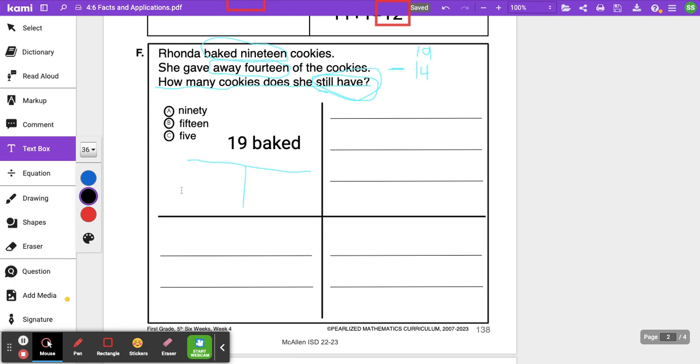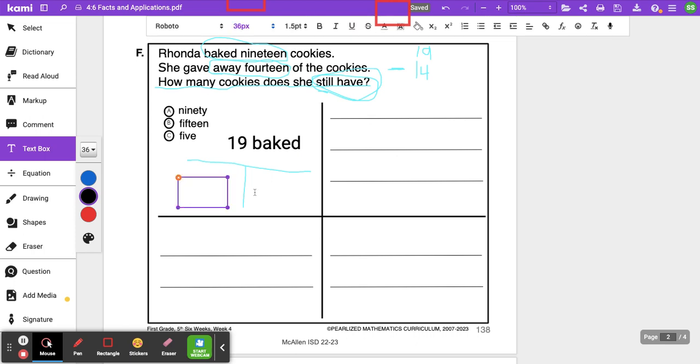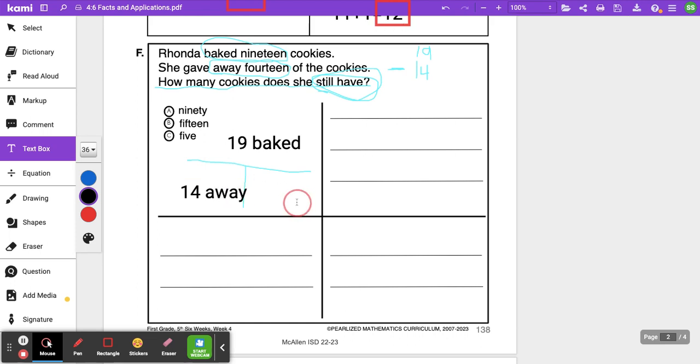And what happened? She gave away 14. You can put gave, you can put away, either way is fine. 14, we're going to say they went away. She gave them away, so we don't have them anymore. Do we have any other number? Do we know what the other part was? No, we don't know this other part.